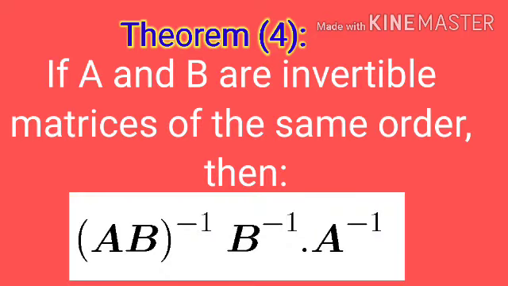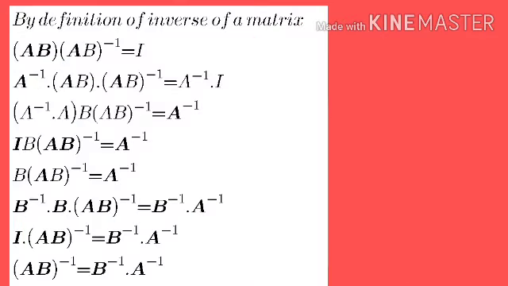Now theorem number 4. If A and B are invertible matrices of same order, then (AB) whole inverse is equal to B inverse into A inverse. Let's see the proof. From definition of inverse matrix, we have AB into (AB) whole inverse is equal to I. Since A into A inverse is I, so here A into B, which is one matrix, so AB into (AB) whole inverse is equal to I.